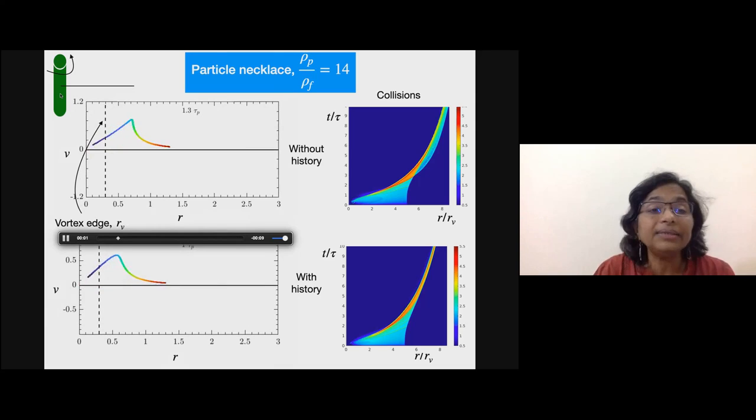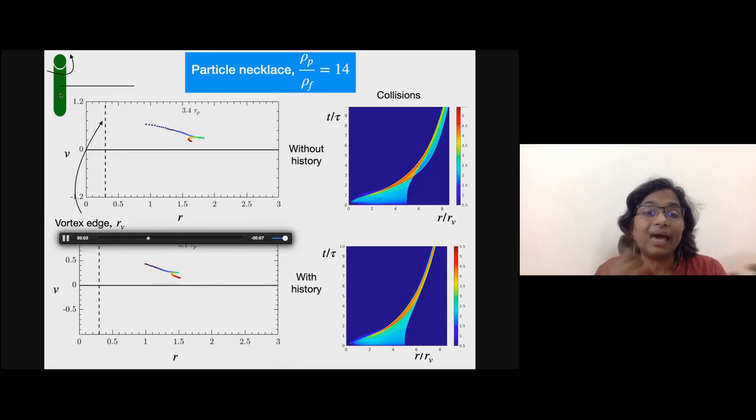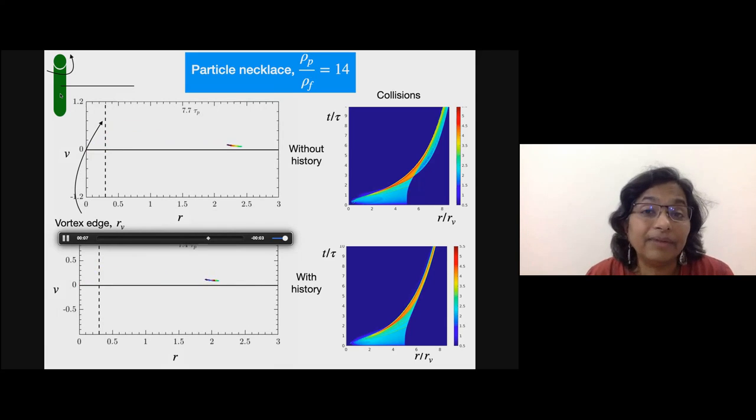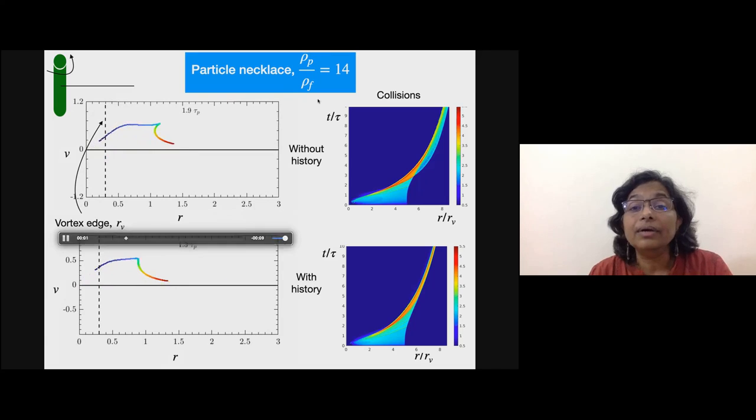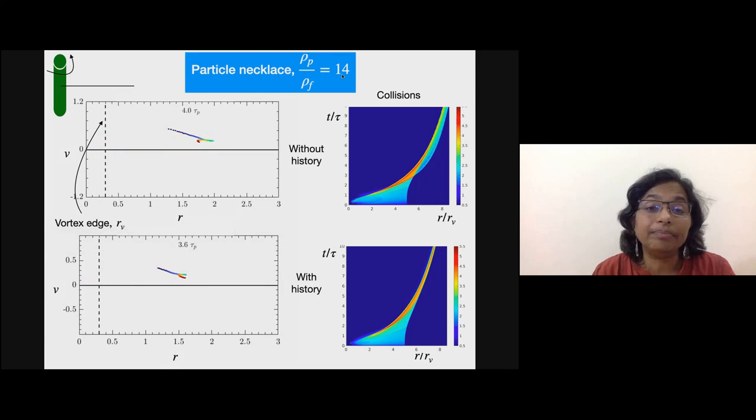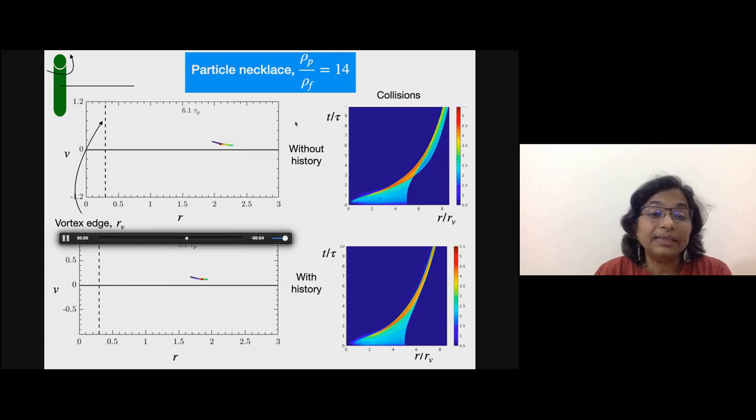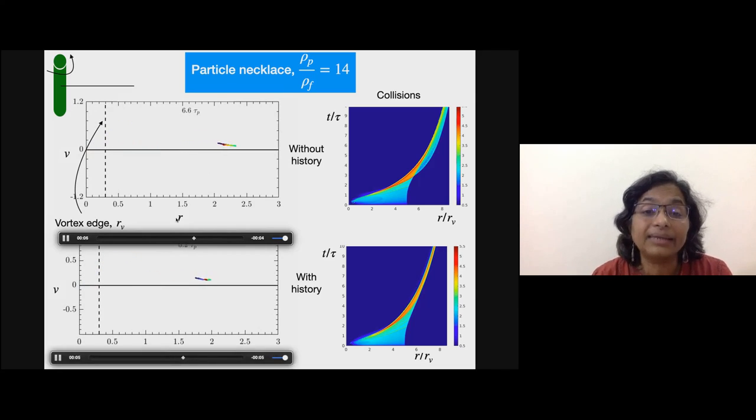And we ask what happens to this necklace as the vortex spins around, and whether caustics can form. We have a finite density ratio of 14. The particles are 14 times denser than the fluid, and we start this big necklace here. You can see at zero time, that's the necklace. And every time you have a multivaluedness in R, that is caustics.